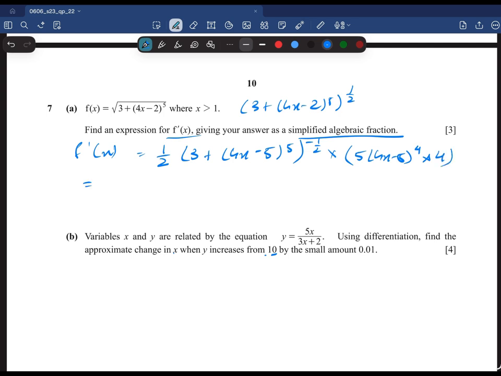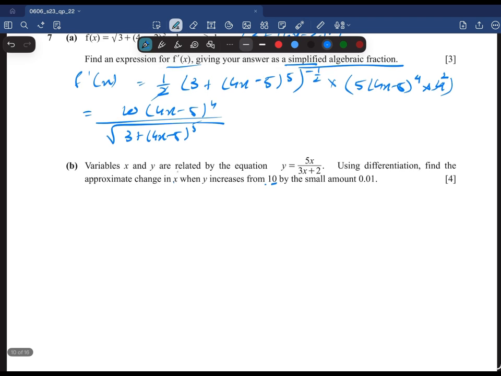And hence, as a simplified algebraic fraction, we'll get, 4 and this cancel, we get 10 (4x minus 5) to the power 4 over 3 plus (4x minus 5) to the power 5, negative, so that's under root. There you go, that's your answer.